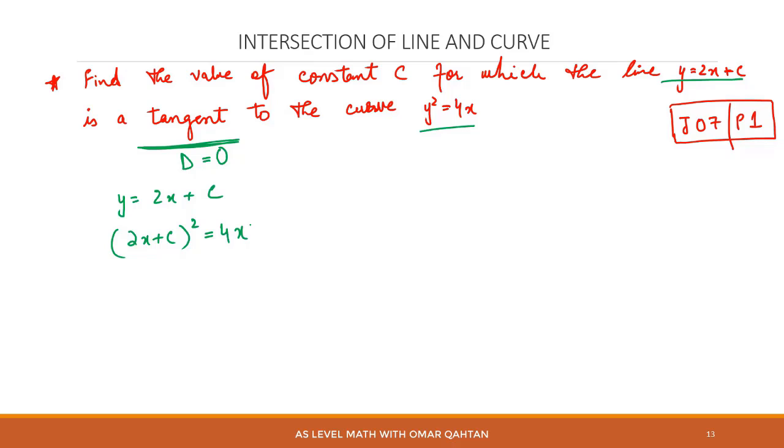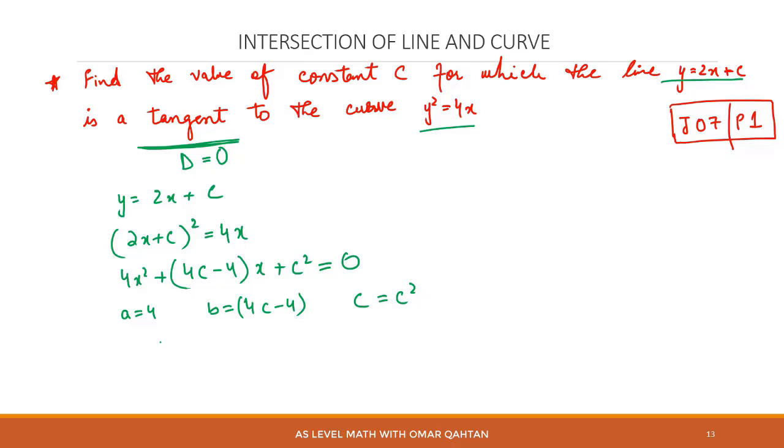After substituting the value of the line into the curve, just simplify this equation, and it simplifies to 4x square plus (4c minus 4) into x plus c square is equal to 0. As we know that this line is tangent to the curve, we need to apply the discriminant condition and put it equal to 0. So for this equation we have a is equal to 4, b is equal to 4c minus 4, and c is equal to c square.